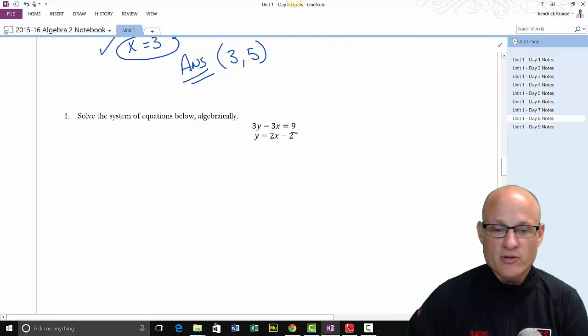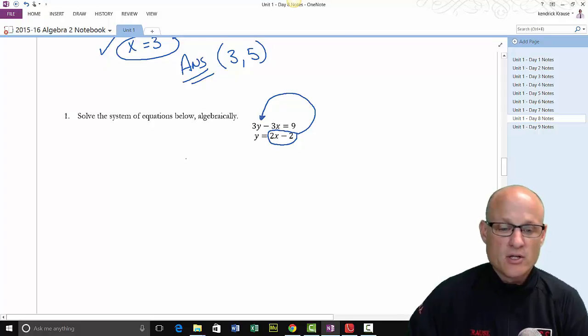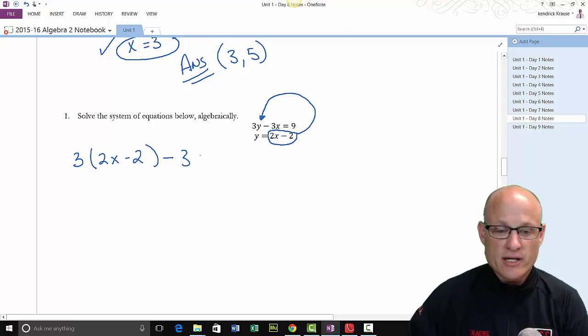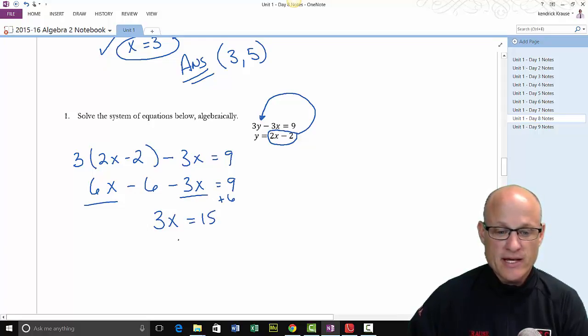All right, this one's a little bit easier. I already have what y is equal to. I don't have to do any preliminary work, so I'm going to replace that y right there. So I'm going to do 3 parentheses 2x minus 2 minus 3x equals 9. So this gives me 6x minus 6 minus 3x equals 9. 6x and minus 3x is 3x. Bring that negative 6 over by adding it over here, and I get 15. So I get x equals 5.